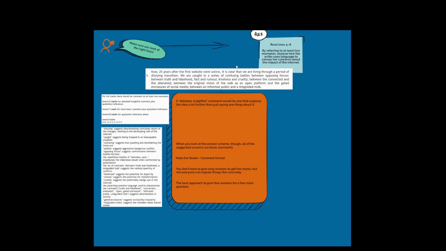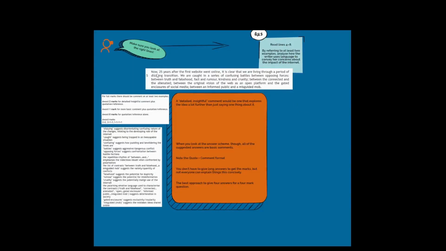Question 2 is an analysis type question. Let's have a look at how it's worded because that's really important. Again, make sure you look at the right lines, and this one asks you to look at lines 4 to 8. By referring to at least 2 examples, analyse how the writer uses language to convey her concerns about the impact of the internet.